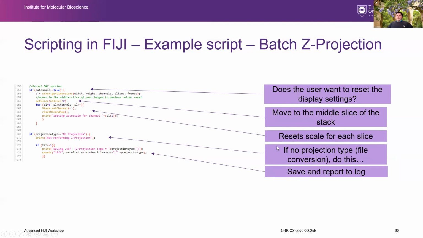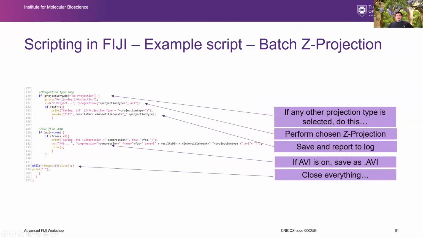So the next part is we gave the option in the input parameters box to perform no projection. So if we have no projection turned on, then it's going to print out to our log that we're not performing a Z projection. If we're saving as a TIFF, then it's going to say, okay, saving this file with this no projection type as TIFF. And then we know that it's done, it's closed off those loops, and it moves down to the next blocks of code.